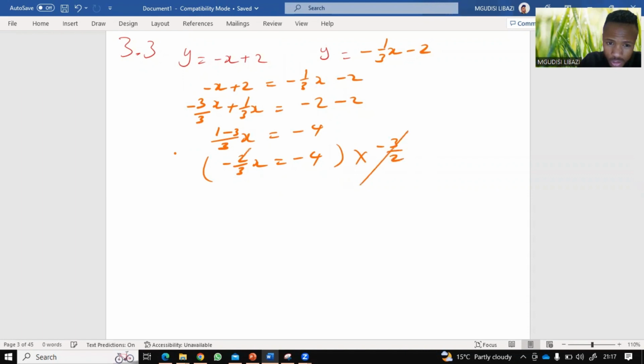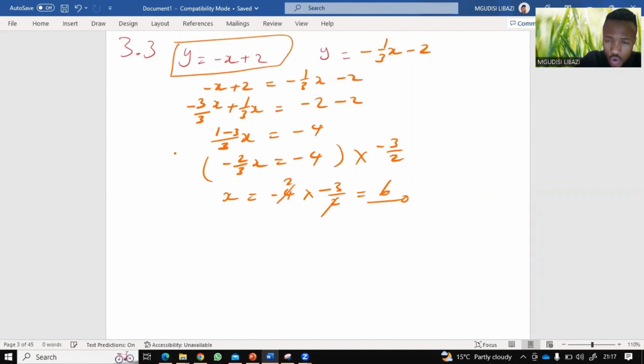So here negative 3 over 2 will cancel on the other side, and we'll be left with x is equal to negative 4 multiplied by negative 3 over 2, which is, 2 goes into 4 two times, and then negative 2 times negative 3 will be equal to 6. That's the x value that we get. And then now we need to find the y value. We can use either this equation or that equation. We should get the same answer.